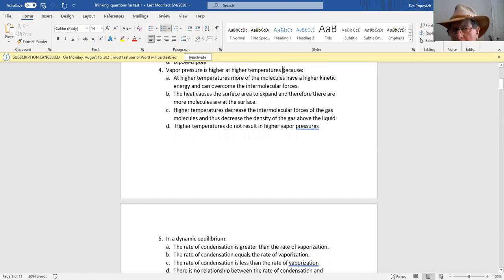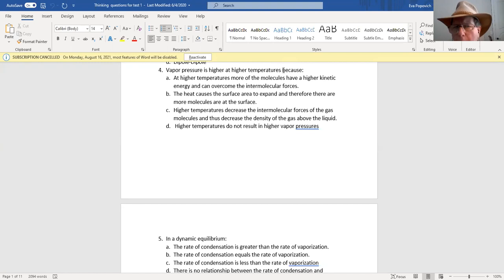Let's look at number 4. Vapor pressure is higher at higher temperatures because at higher temperatures, some of the molecules have a higher kinetic energy and can overcome the intermolecular forces. The heat from the higher temperature causes the surface area to expand. Therefore, there are more molecules at the surface.